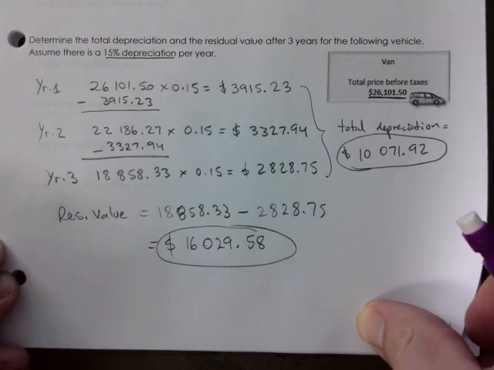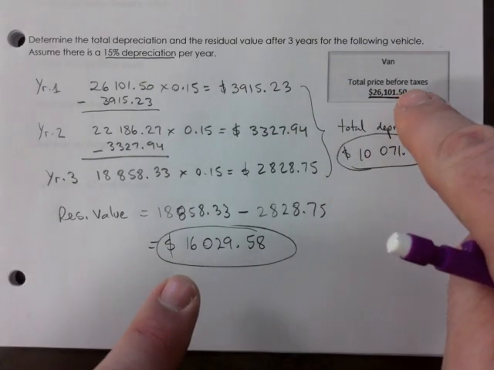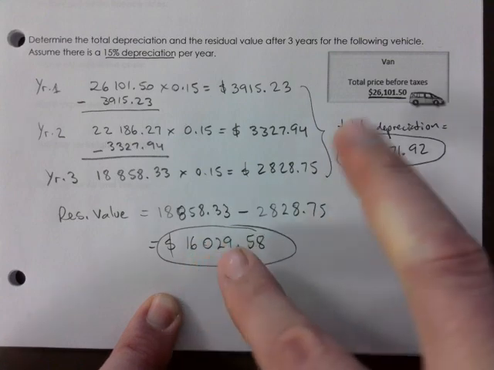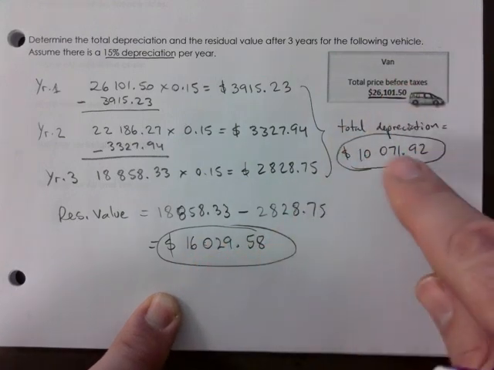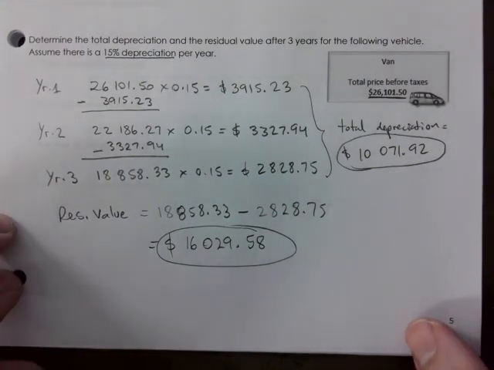Does that make sense? Okay. And you should also be able to tell, if you were to take the original minus what you have left, these two, if you subtract them, you should get this number. That's how much was lost over 3 years.